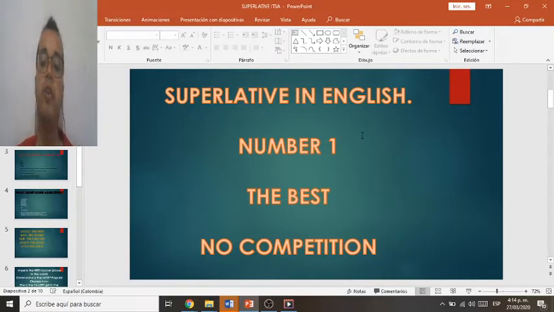Superlative in English. What is a superlative? Superlative is when you are going to say that a person, an animal, a place, something is number one, the best. No competition. You don't need to mention 2, 3, or 4. Only one. The number one. That's a superlative in English when you're mentioning number one in something.